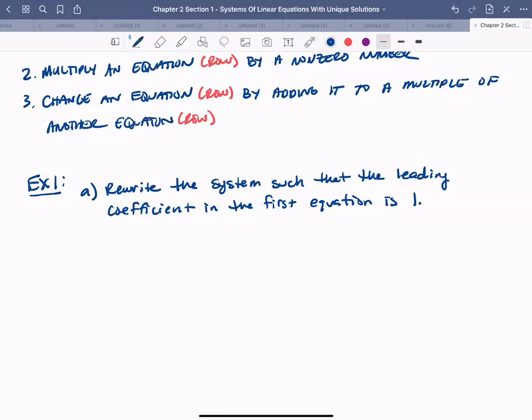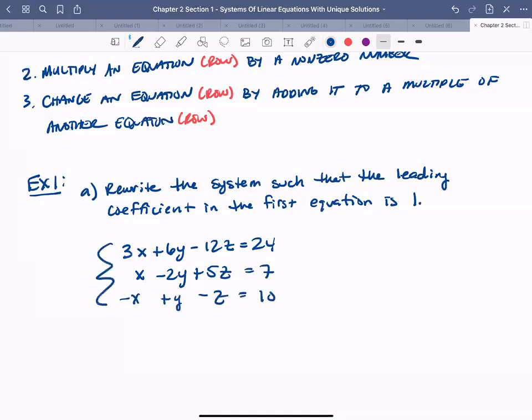All right, so here's what our system looks like. We have 3x plus 6y minus 12z equal to 24. We have x minus 2y plus 5z equal to 7. And then we also have negative x plus y minus z equal to 10. So here is our system.